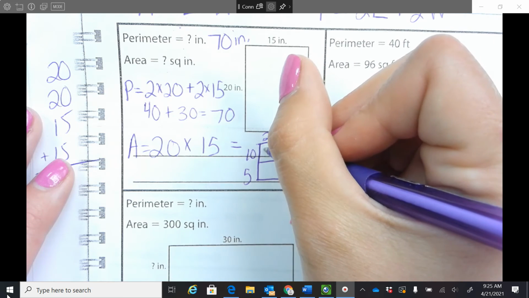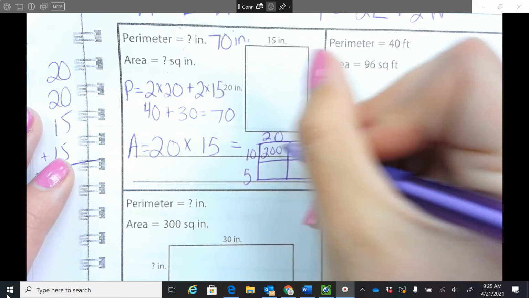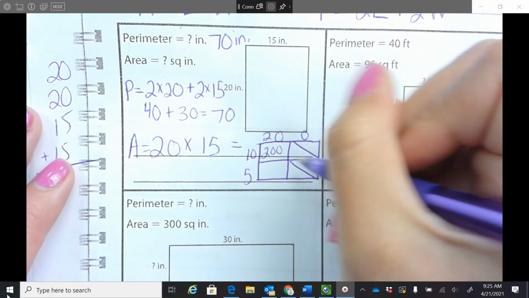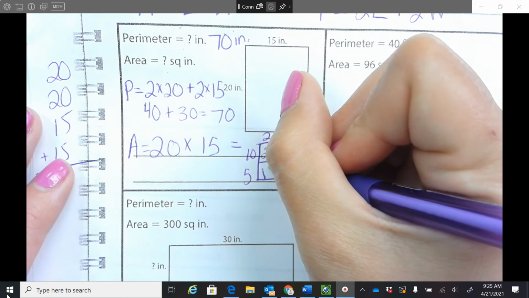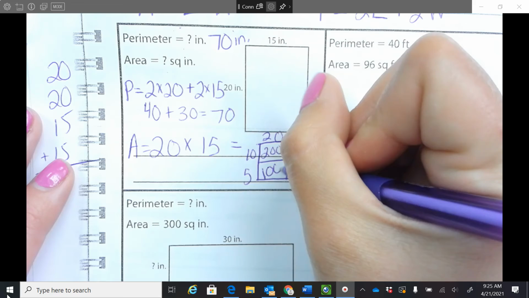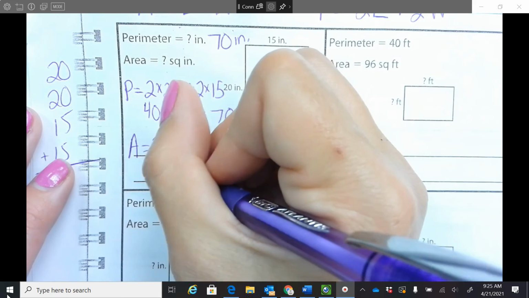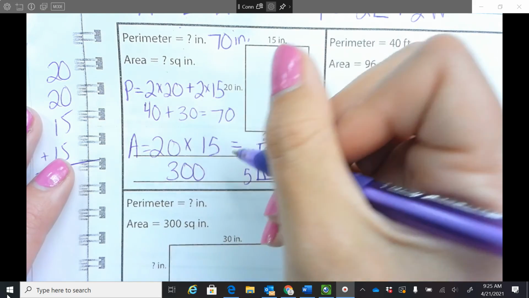10 times 20 would be 200. We can cross this box out. And then 5 times 2 is 10, and we add the other 0. So we have 300.